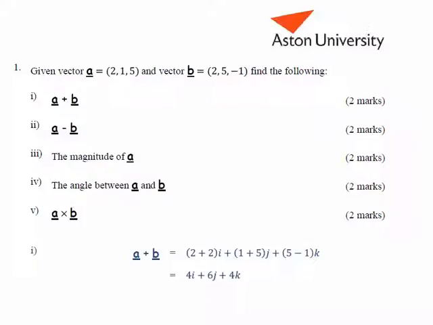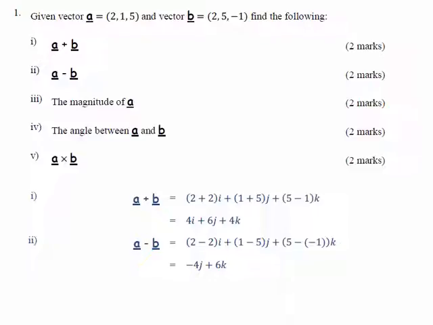Vector A minus B is the same, except instead of adding the components together, we subtract them. So it's going to be 2 minus 2, which is 0, 1 minus 5, which is minus 4, and 5 minus minus 1, which is 6. So the i component disappears and we've only got the j and the k.